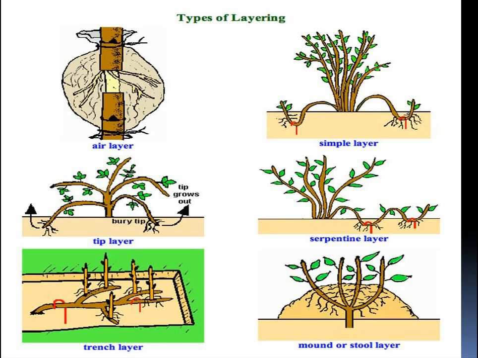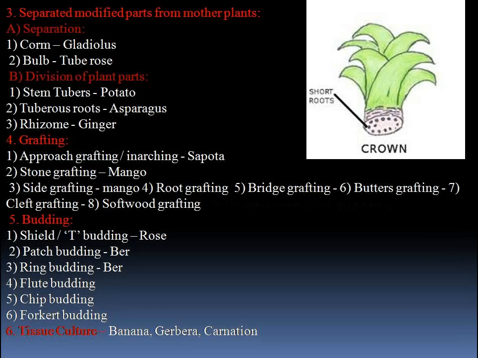Layering is nothing but a stem that is bent to touch the soil, and soil is kept on the upper portion of the plant. So the roots will be initiated in the plant inside the soil, and after root formation we can cut the plant up to that level and make it a separate plant. So that is layering, and there is air layering, that is on the stem, and ground or simple layering. Like that, many methods are there.